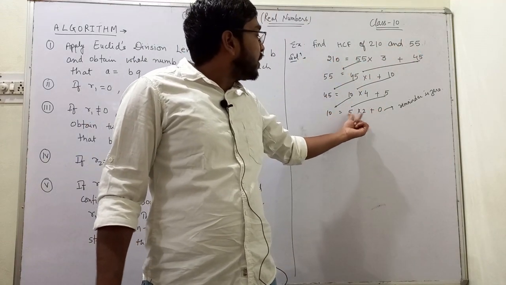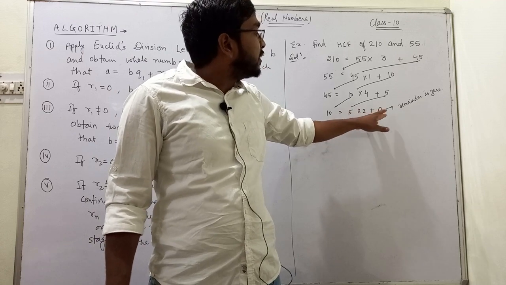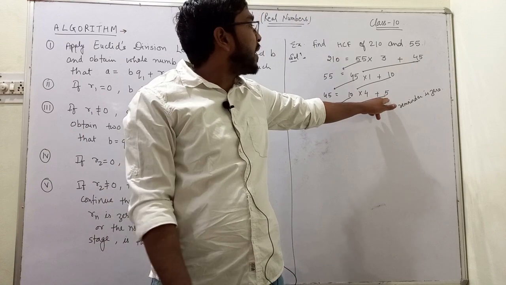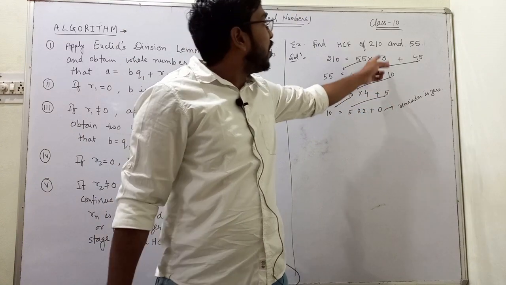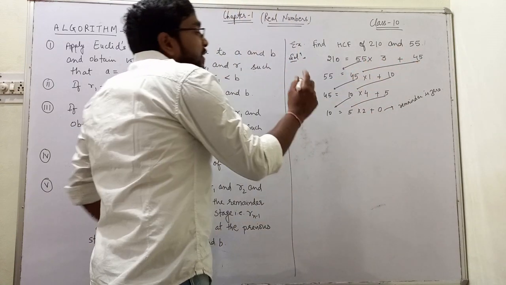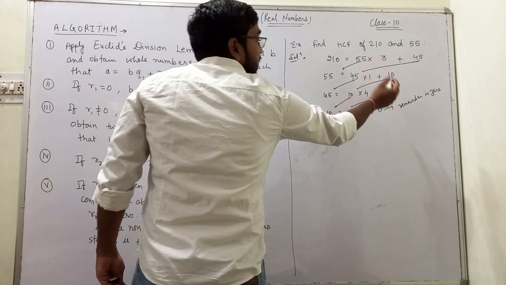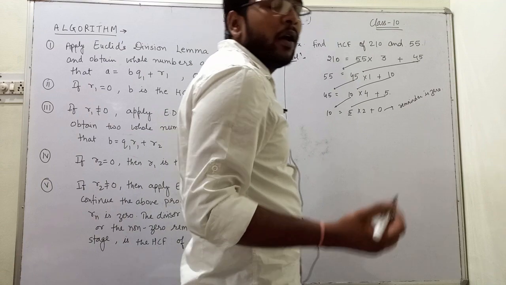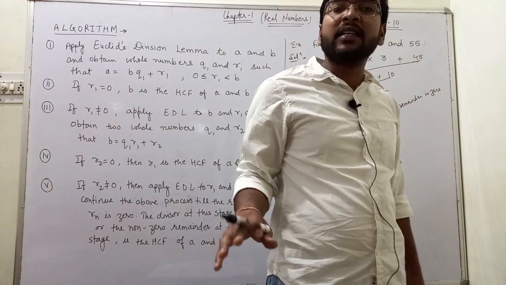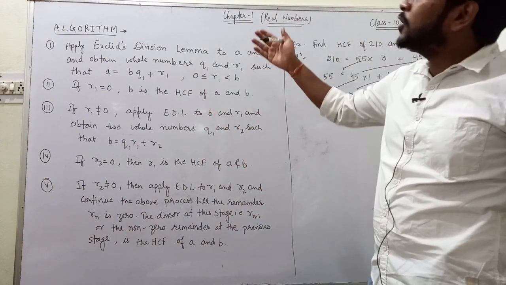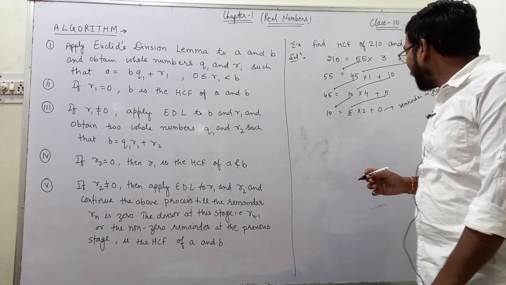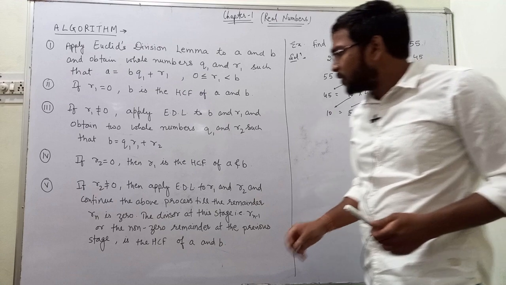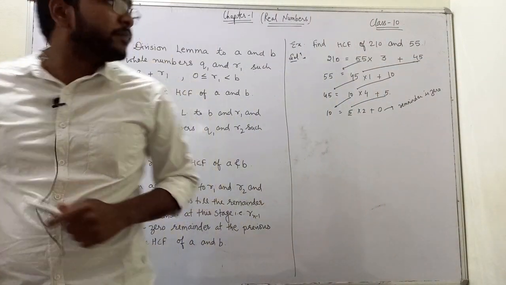If we cannot determine from here, we can also say that the remainder in the previous step can also be said as the HCF of these two numbers. So either we can say that the remainder in the second last stage or the divisor in the last stage, both are called the HCF of the given two numbers in the Euclid division algorithm. Okay, so we will do some more questions about this topic to understand it more firmly.